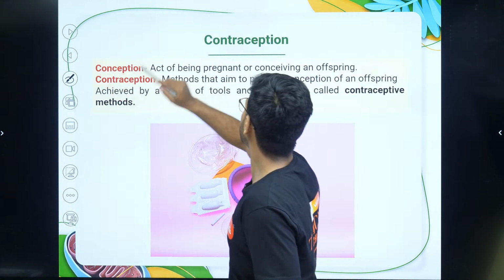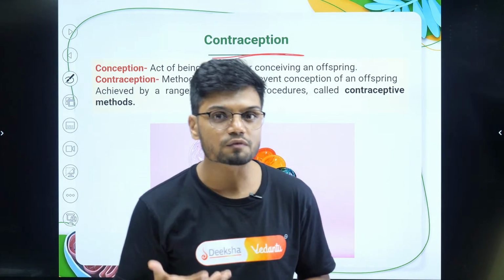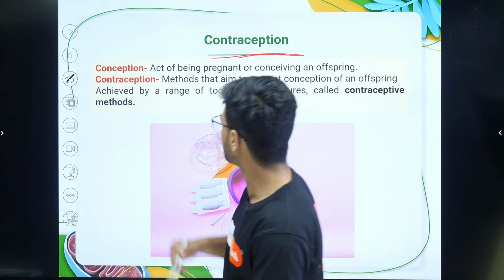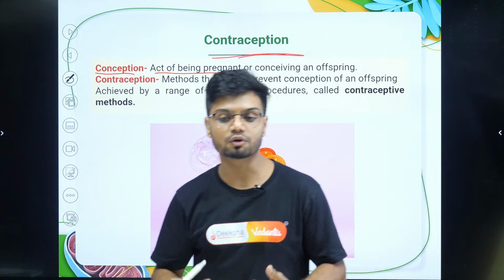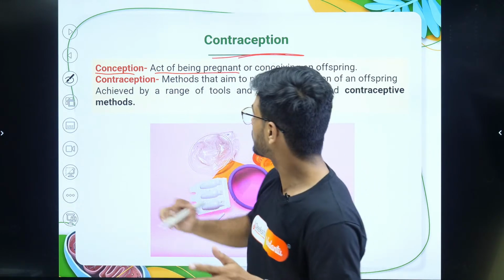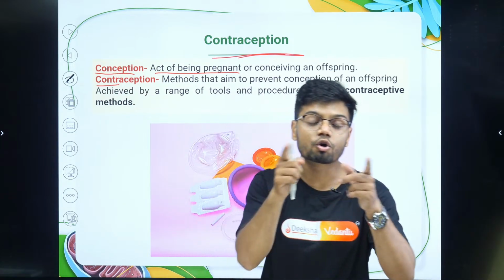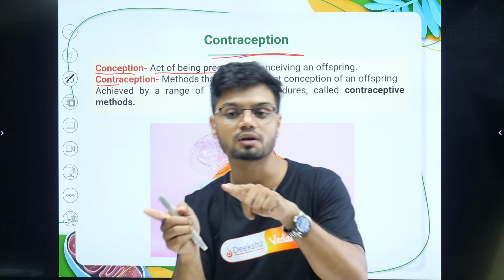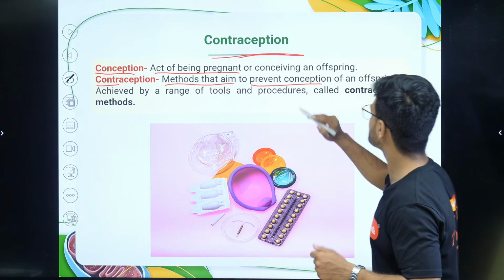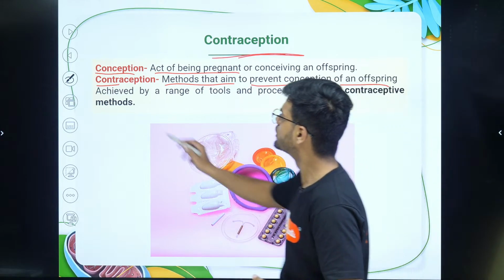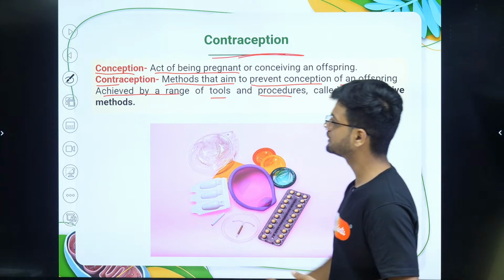Very important. Finally, contraception. So, what is contraception? What is the meaning of ception? Ception means conceiving. What is conception? The act of being pregnant, we call it conception. Contra means against, so against the conception is called contraception. These are methods that aim to prevent the conception of an offspring, achieved by a range of tools and procedures, and we call them contraceptive methods.